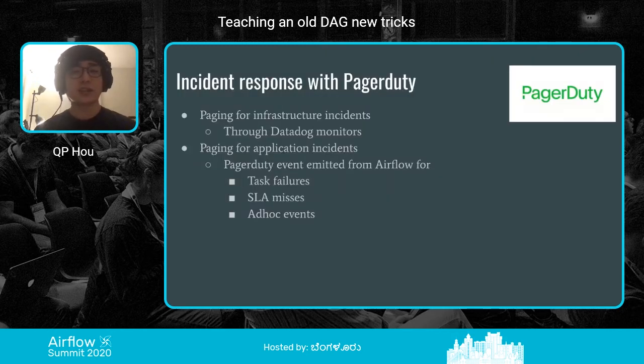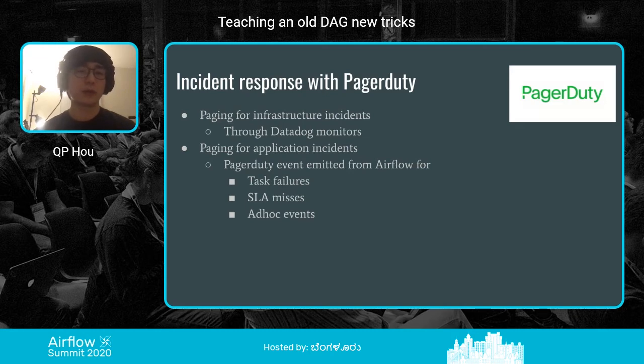So having the metrics is not enough. Obviously, if anything goes wrong, we need to have a way to notify an engineer. So we also integrate with PagerDuty. This also goes back to one of the principles that I mentioned earlier, where we want to separate infrastructure from application, right? So for infrastructure incidents, we have everything go through Datadog monitors, and the Airflow team within Scribd will get paged. For application incidents, we have an integration with the Airflow operator.